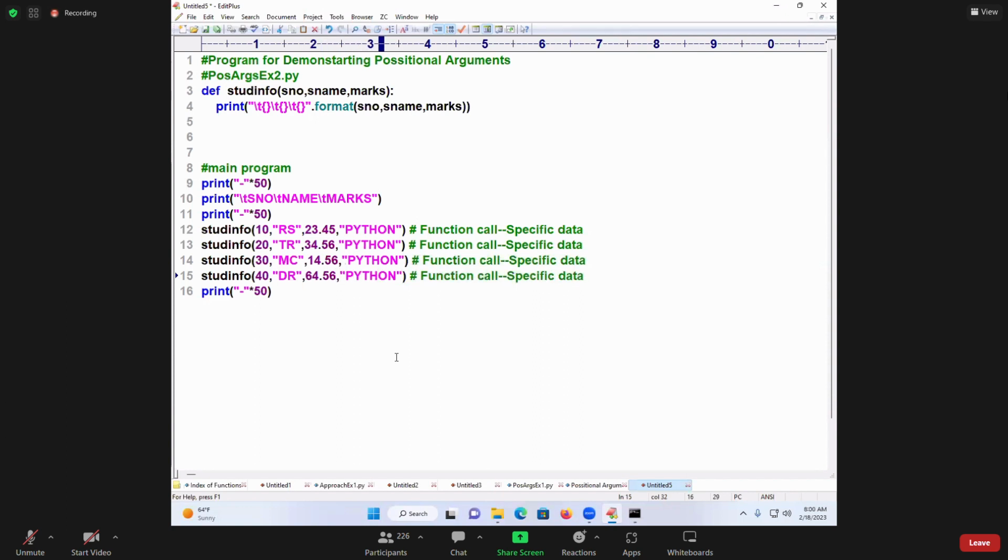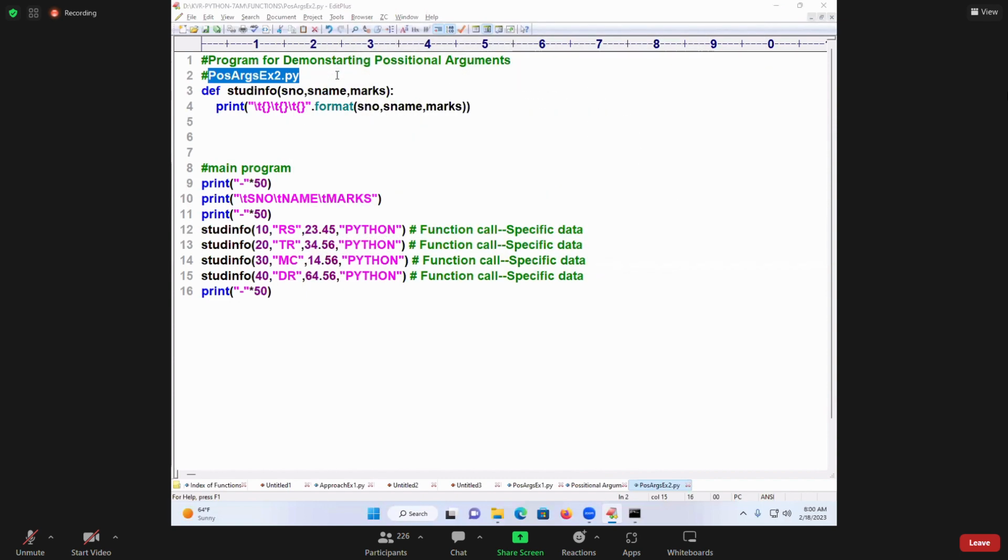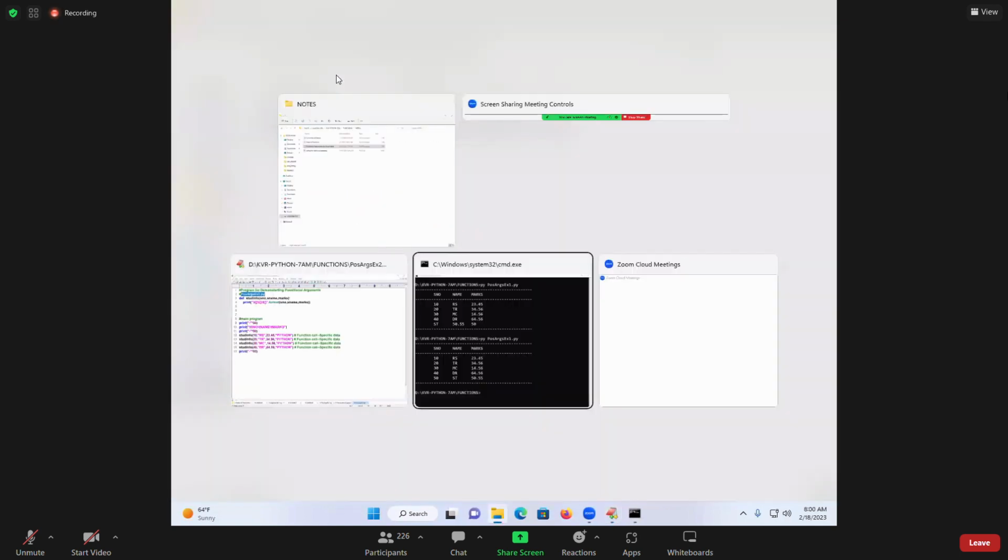Then what is this data? Already told you. Which data? Specific data. How many values are you passing? 4. But how many do you have? 3. Is it matching? Will it give an error or not? Yes, an error is coming. Let's see, we are going to get an error. So here I am passing it.